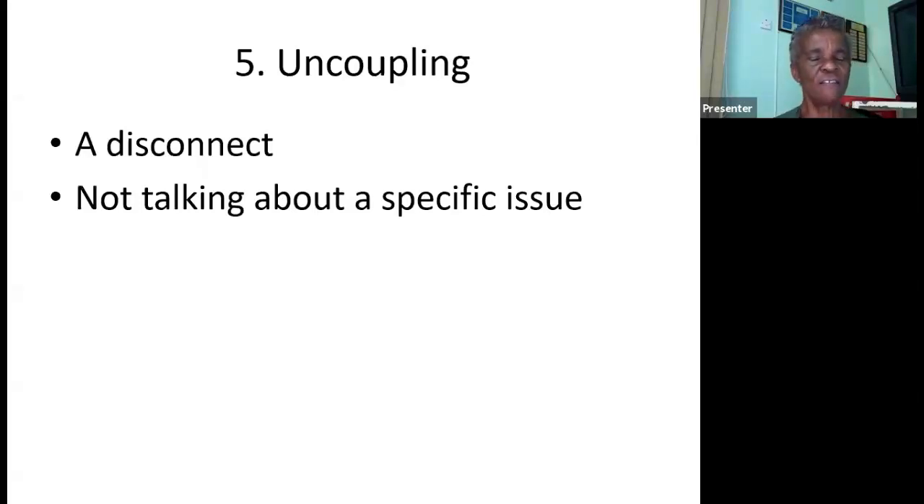The other area, the fifth area, is uncoupling, where there is a disconnect. The older person may not be talking about specific topics. I have known persons who talk about issues with maybe a mother who will not say who a father is, and the person dies without sharing that information.